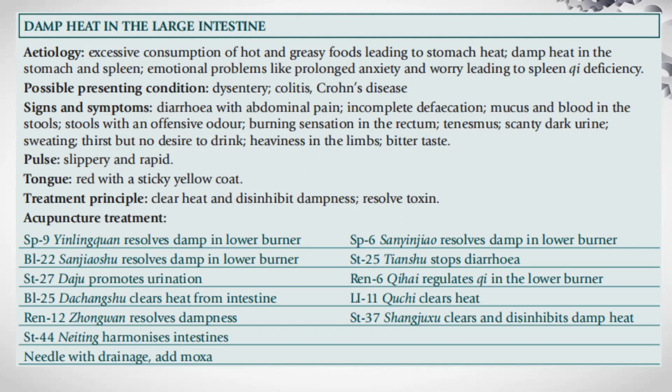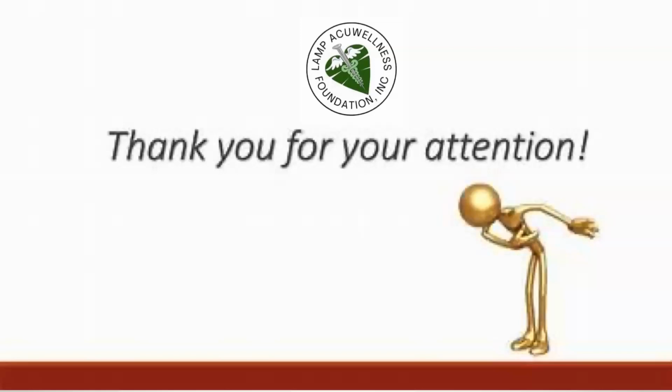For acupuncture treatment, we have spleen 9 to resolve damp in the lower burner, as well as bladder 22 and stomach 27 to promote urination, bladder 25 to clear heat from the intestine, REN 12 to resolve dampness, stomach 44 to harmonize the intestines, spleen 6 to resolve damp in the lower burner, stomach 25 to stop diarrhea, REN 6 to regulate Qi in the lower burner, LI 11 to clear heat, and stomach 37 to clear and disinhibit damp heat. Needling is using the drainage method. We can add moxa.